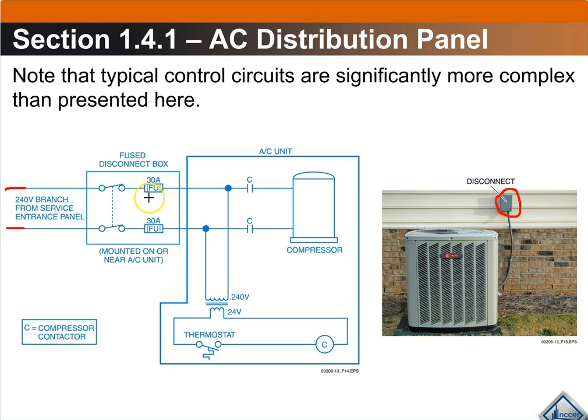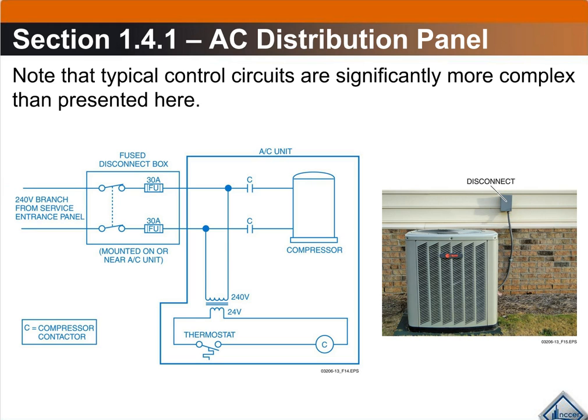Sometimes these disconnects have fuses in them, and sometimes they don't. It just depends on the age and the installation and the different codes in the different cities and states. So they always come into a disconnect, whether it be a fuse disconnect or just a service disconnect, so that you can disable power while you're working on the system. You don't have to do a lockout tagout, and you have control over the power coming into the unit.